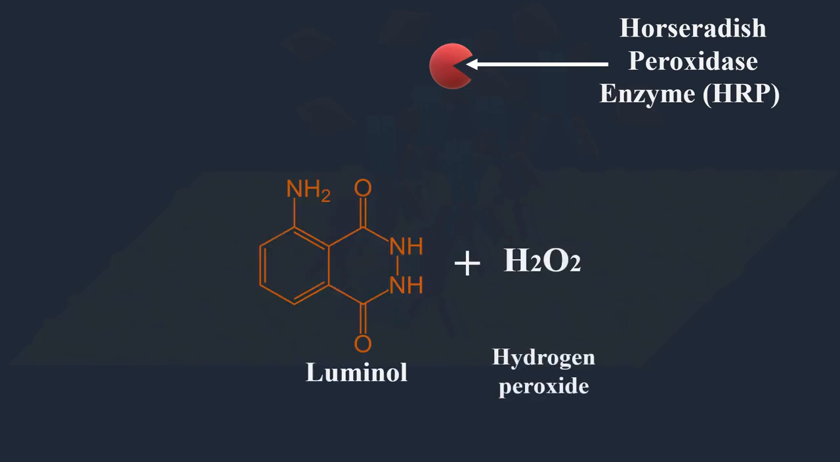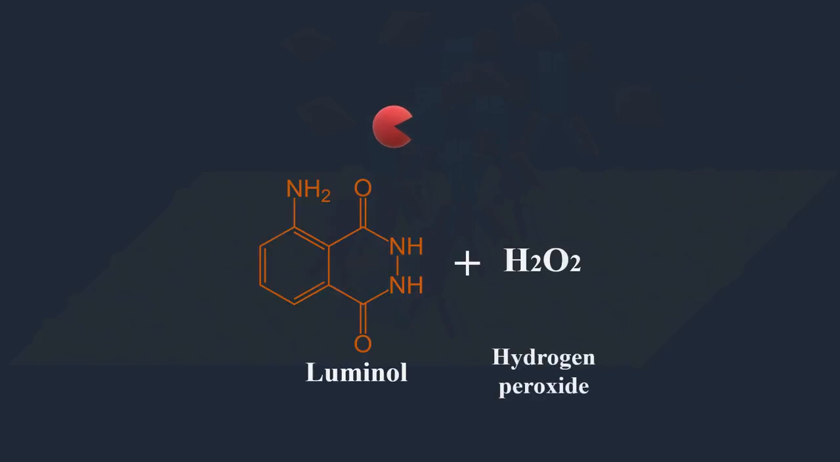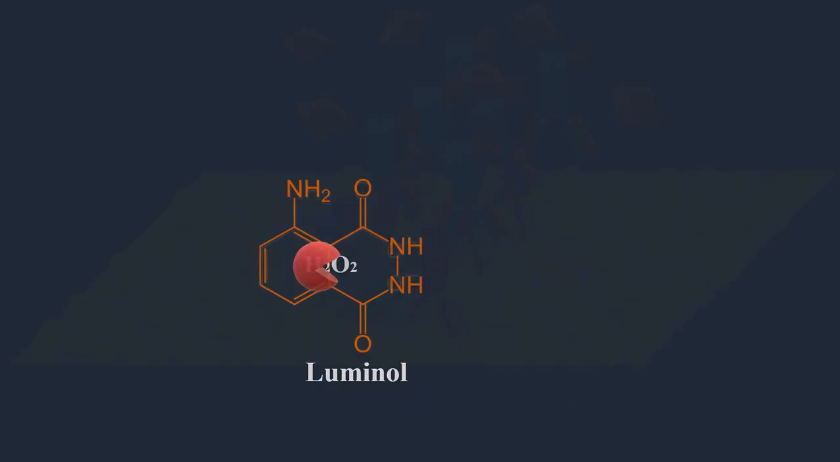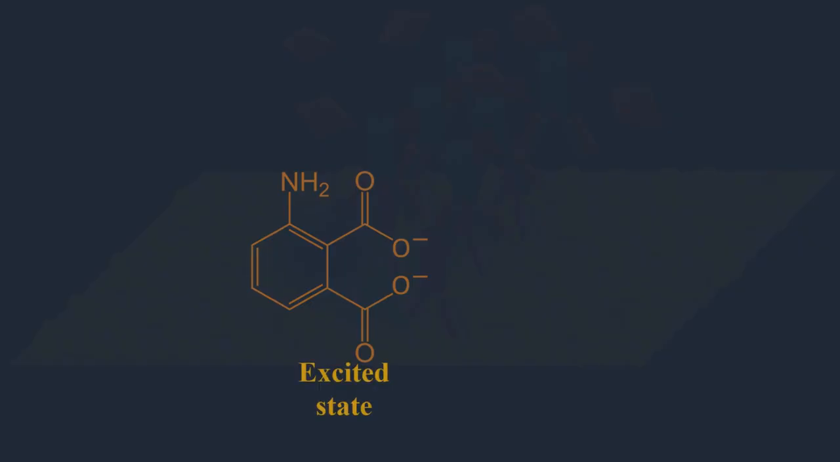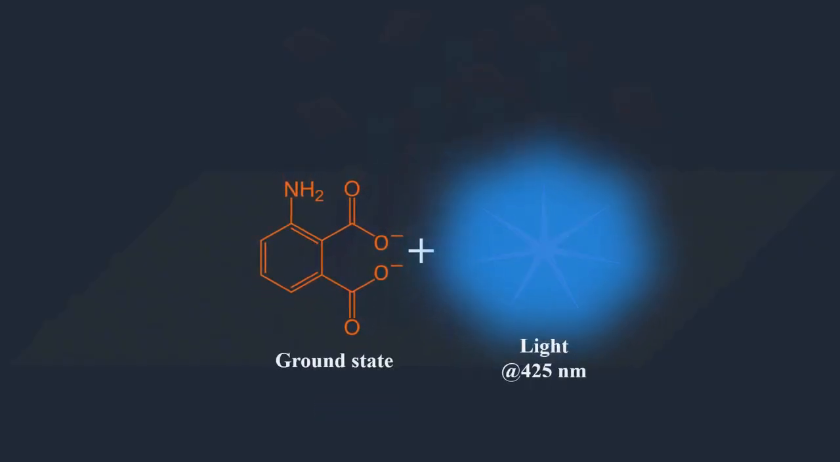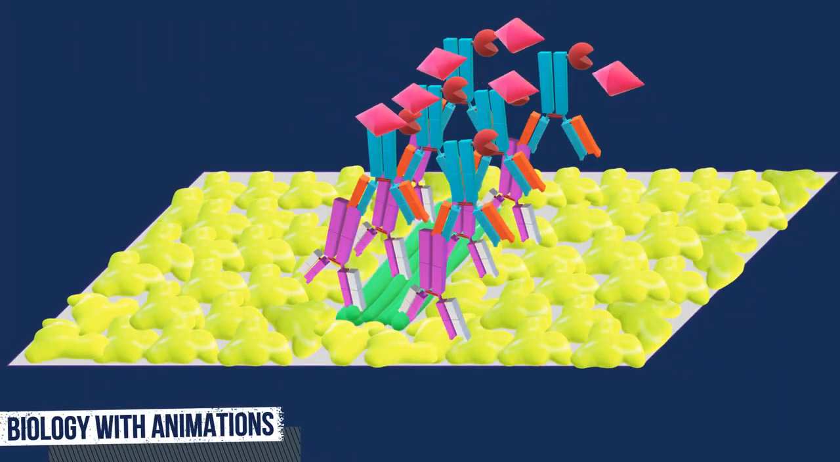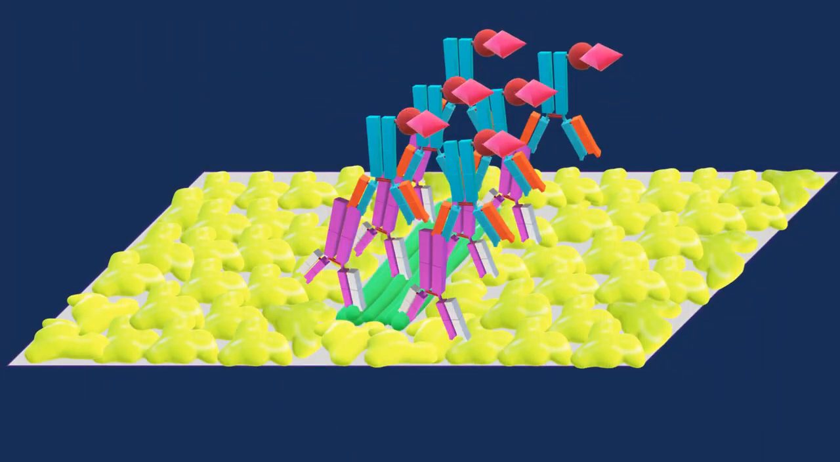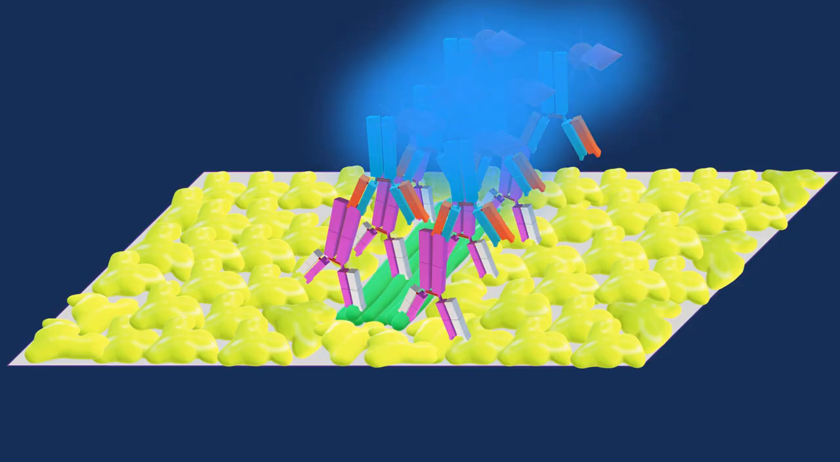In the presence of hydrogen peroxide, horseradish peroxidase enzyme catalyzes the oxidation of luminol to an excited state product called 3-aminophthalate. This product decays to a lower energy state by releasing photons of light at 425 nanometers. The production of luminescence is proportional to the amount of horseradish peroxidase conjugated secondary antibody, and therefore indirectly measures the presence of the target protein.